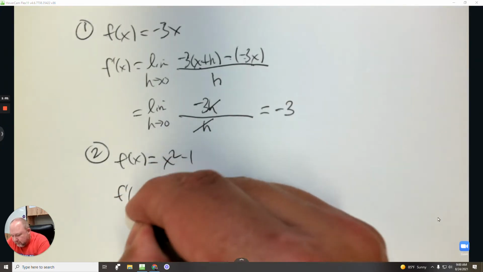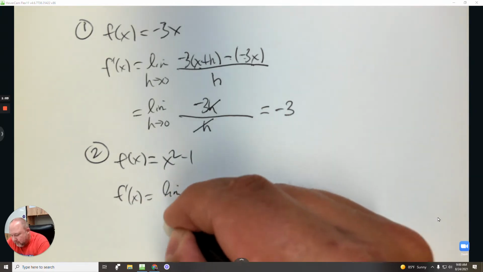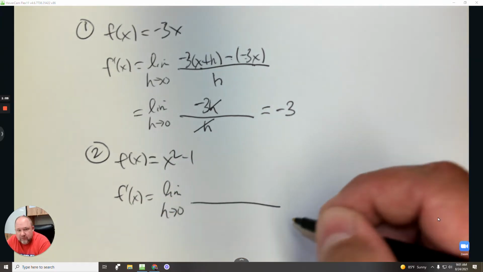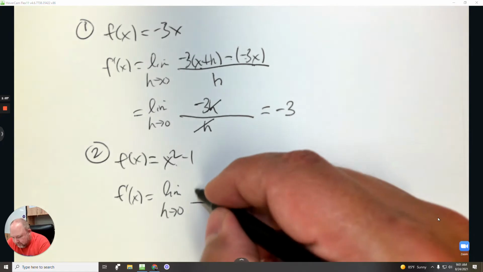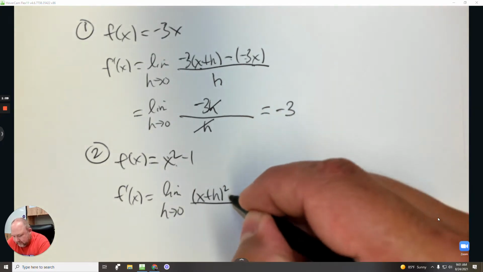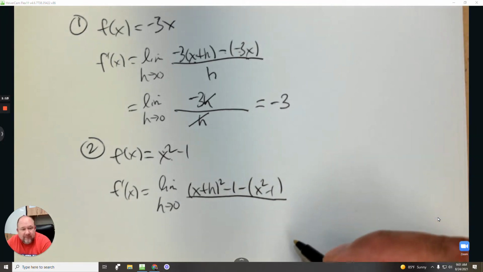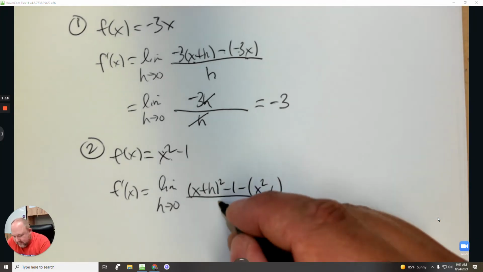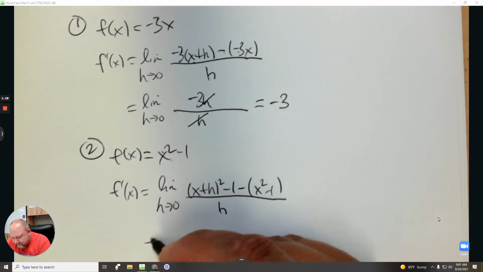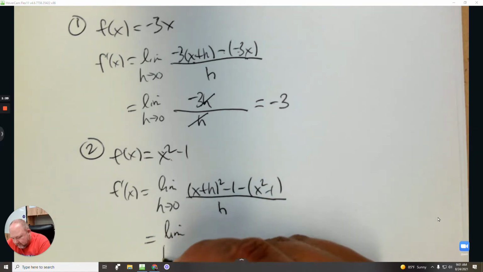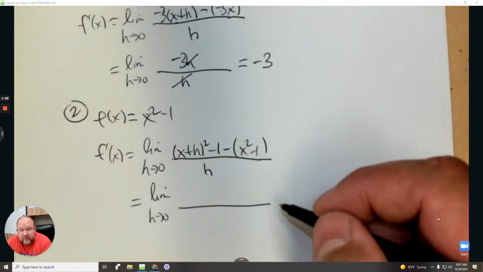I want to find the derivative of this using the limit. So step 1, the limit as h approaches 0. We're going to evaluate first at x plus h, subtract, and then use parentheses when you just plug in the function without x plus h. And that's all over h. Now we're going to expand. I'll do this in 2 steps.